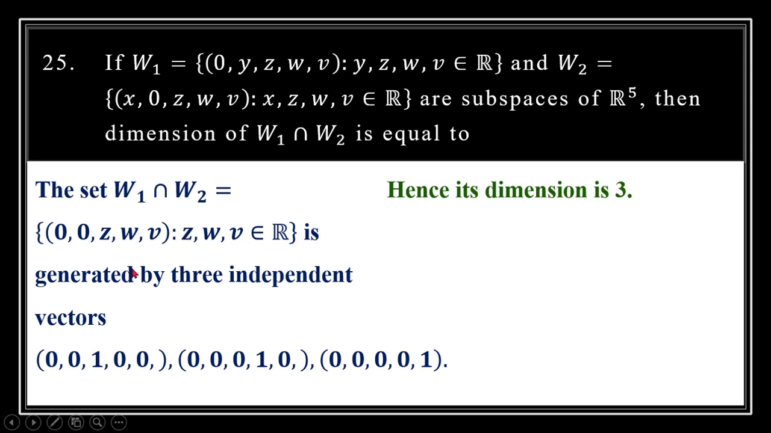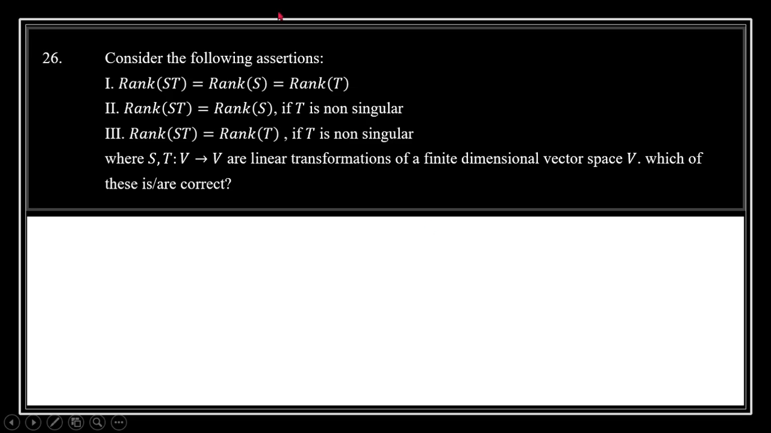So it is generated by three independent vectors, namely (0, 0, 1, 0, 0), (0, 0, 0, 1, 0), (0, 0, 0, 0, 1). So its dimension is 3, and the correct option is C. Question 26. Consider the following assertions.